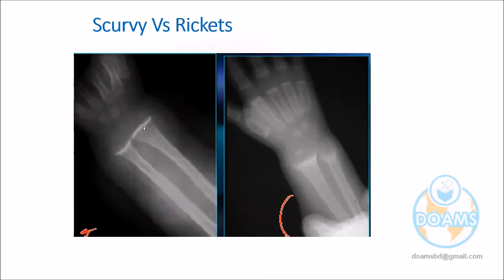Left side, scurvy or rickets? On the left side you see the white zone, and this is the cupping, fraying, cupping. This is the rickets. Okay.